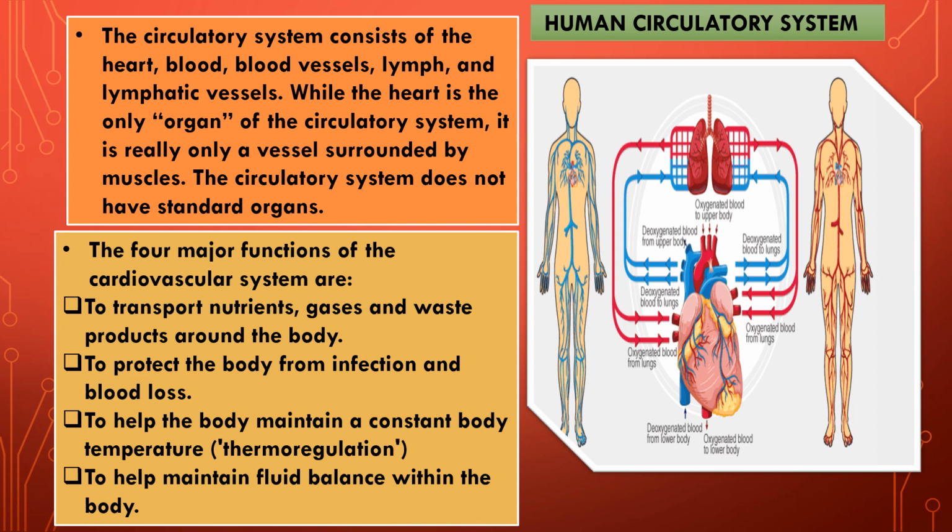What is human circulatory system? The circulatory system consists of the heart, blood, blood vessels, lymph, and lymphatic vessels. While the heart is the only organ of the circulatory system, it is really only a vessel surrounded by muscles. The circulatory system does not have standard organs.